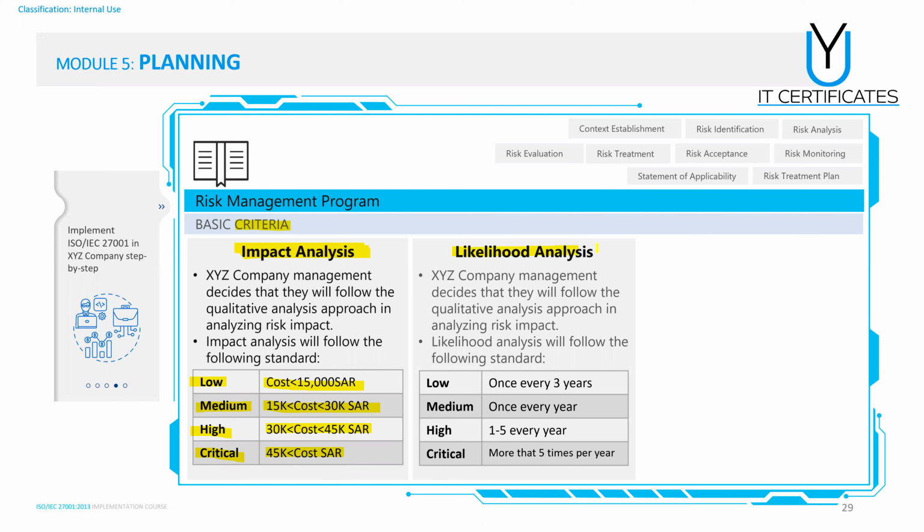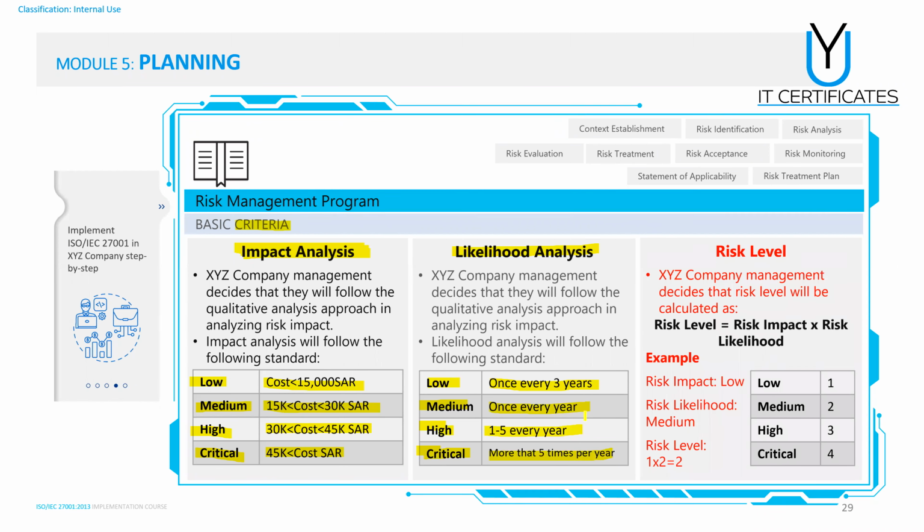For the likelihood analysis, again, I will classify it as low, medium, high, critical. Low means this risk can happen once every 3 years. Medium, if it happens once every 3 years. High, if it happens from 1 to 5 times every year, and critical if it happens more than 5 times per year. Of course, this is a sample. Instead of 4 categories, you can do 10 categories, 5 categories, whatever number of categories you feel fits the organization.